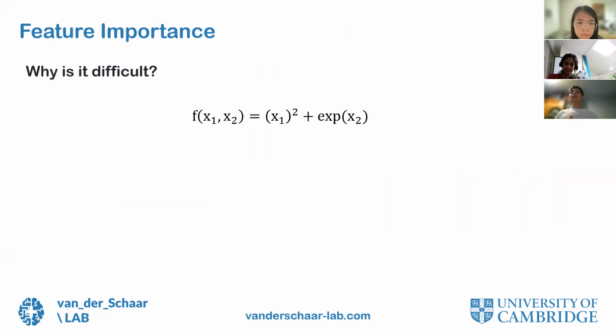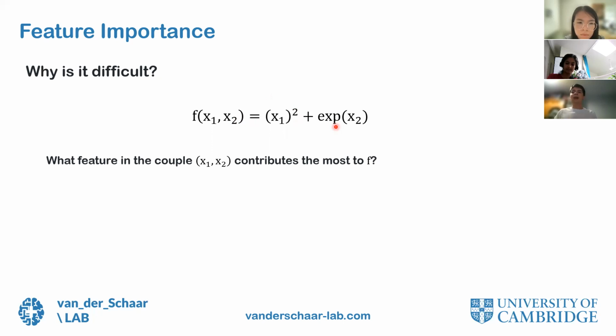Suppose that we have a really easy black box, so not really a black box, but here we are going to treat it as such. So here this black box depends on 2 features, x1 and x2. As you can see, you obtain the output of the black box by summing 2 functions of the features. The first one is a quadratic function of x1, and the second one is an exponential function of x2. So now I'm going to ask you a very simple question. What is more important for this black box, x1 or x2?